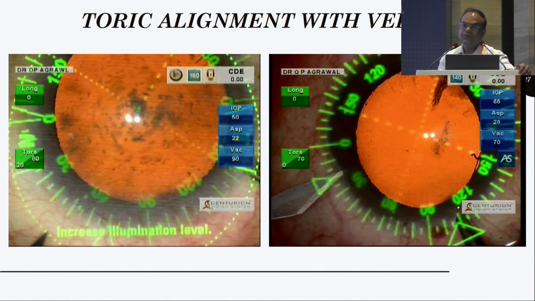This image guided system will give the exact location from where we have to take the incision, do capsulorhexis, do astigmatic correction, as well as implant the lens, with centration of the lens as well as centration of the axis. All can be done with this.